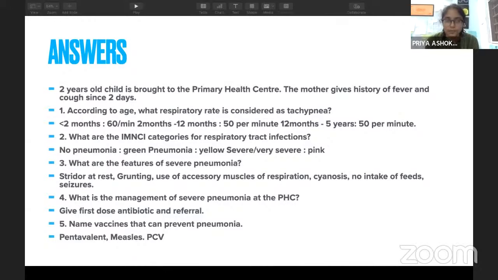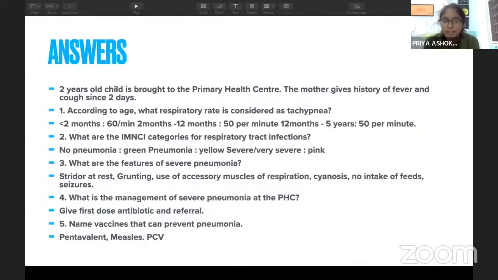Tachypnea in a baby less than 2 months old means a respiratory rate of more than 60. Between 2 months and 12 months, it's more than 50. And from 12 months to 5 years, if it's more than 40, then you consider it tachypnea.